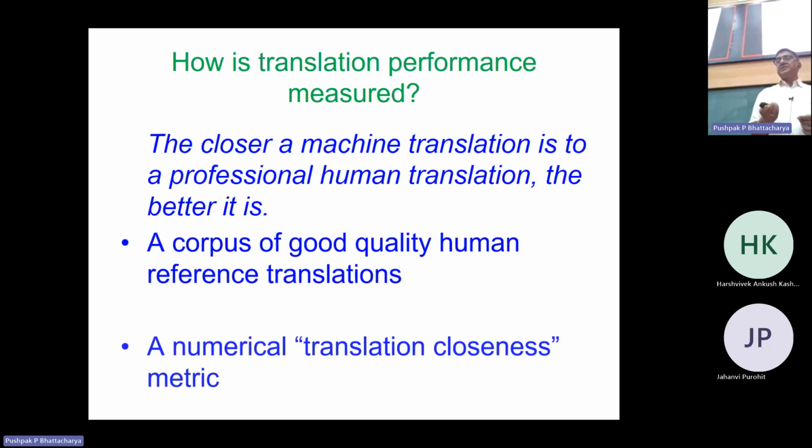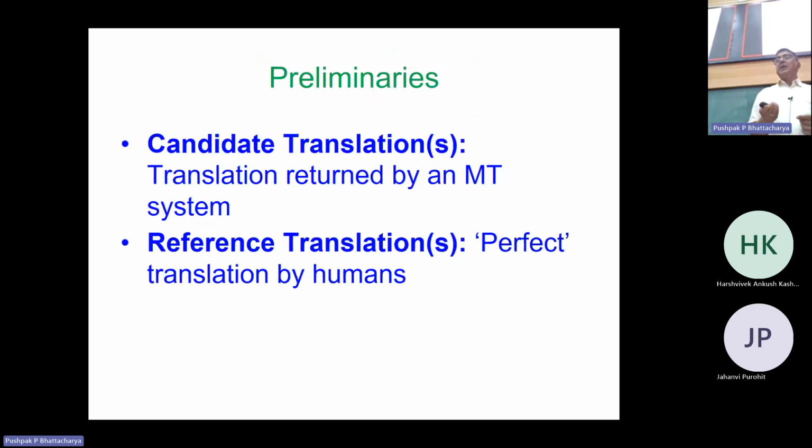Okay, let's look at the construction of BLEU, how it is gradually developed. Okay, so these are the basics. There is what is called candidate translation coming from the machine translation output. This is called candidate translation. And reference translation is the perfect translation by human.